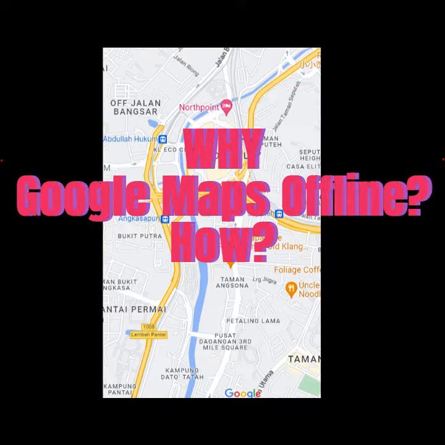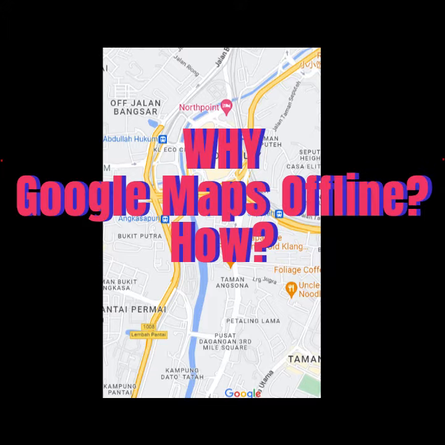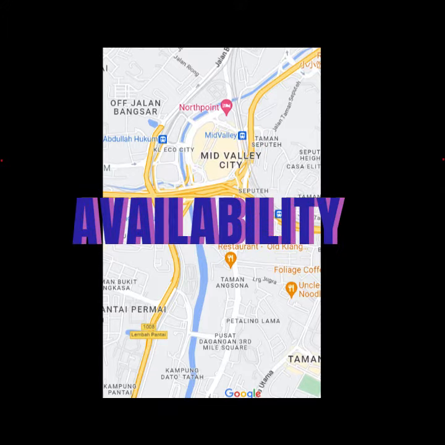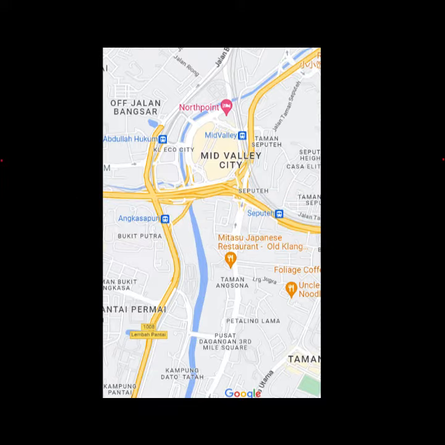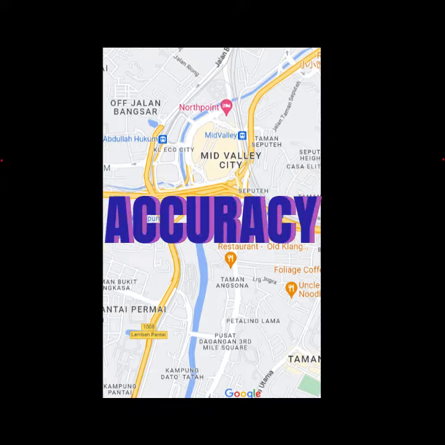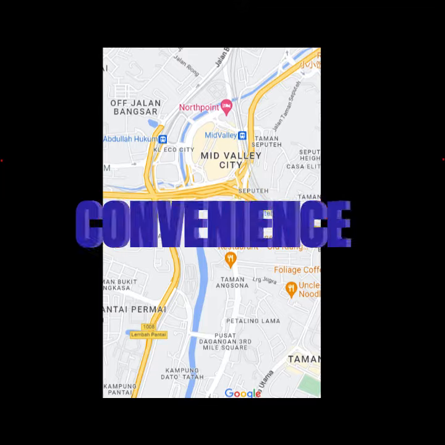Map navigation has become so important nowadays due to availability. Digital maps are widely available and accessible through a variety of devices. Accuracy: digital maps are generally more accurate than paper maps, which can become outdated quickly. Convenience: digital maps provide a level of convenience that paper maps cannot match. With digital maps, it is possible to get real-time traffic information, alternate routes, and turn-by-turn directions.